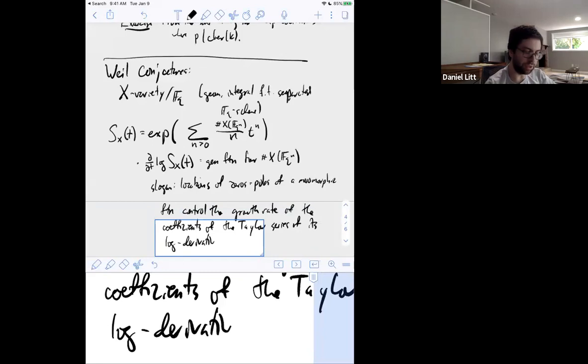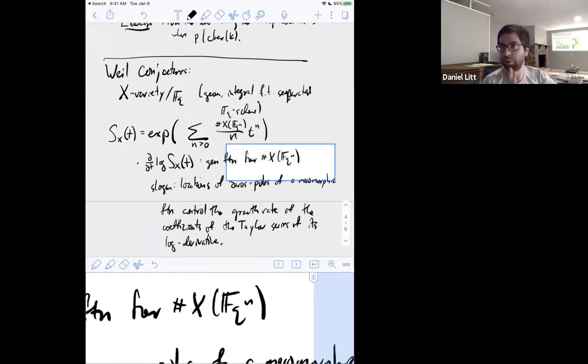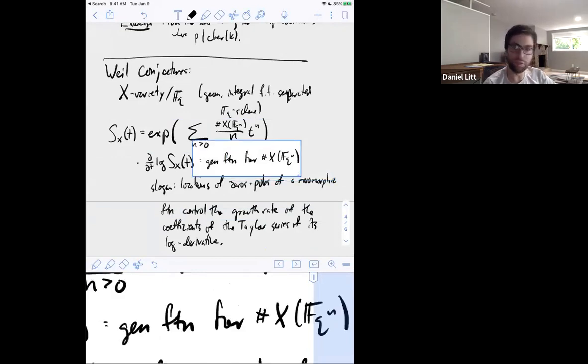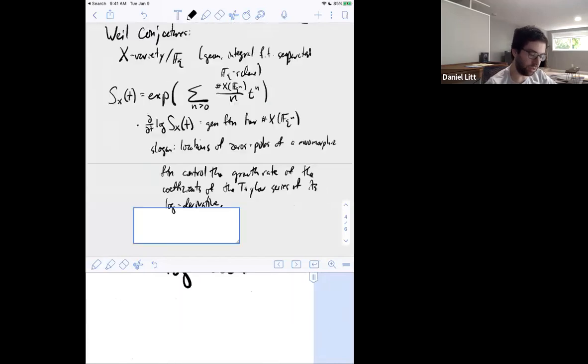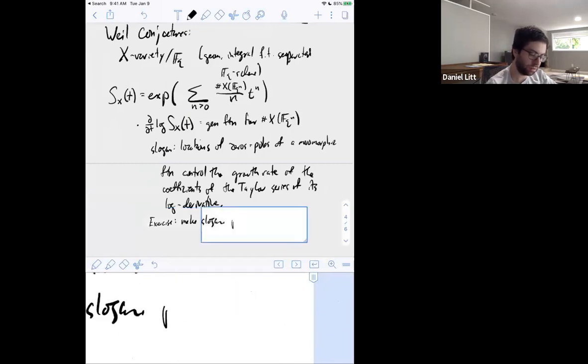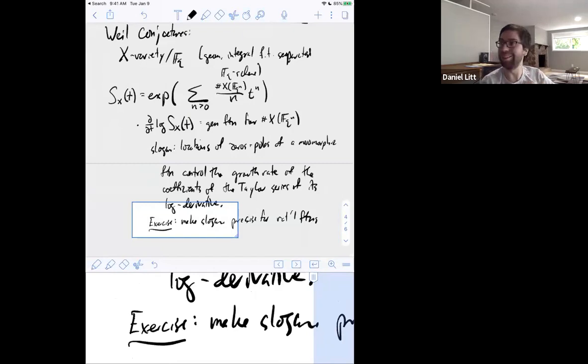Okay, so let me be explicit. In this case, what that's saying is that the locations of the zeros and poles of the zeta function control the growth rate of the coefficients of its logarithmic derivative. Well, those coefficients are just the number of rational points. So we've invented a function where the locations of its zeros and poles control the number of rational points of X over finite extensions of F_q. An exercise you should try to do is make the slogan precise for rational functions, meaning ratios of two polynomials. And in fact, what you'll see in a second is that's going to be the situation that matters for us.